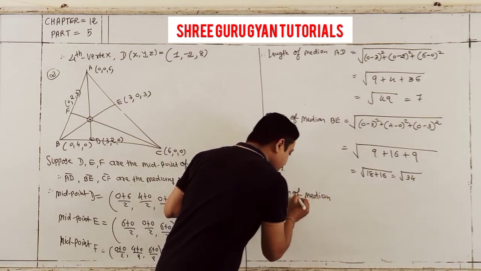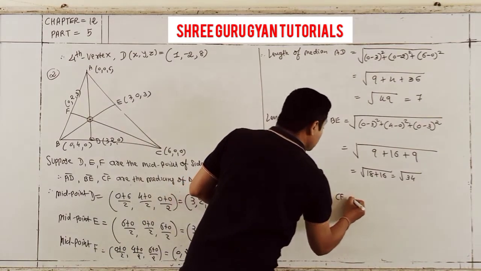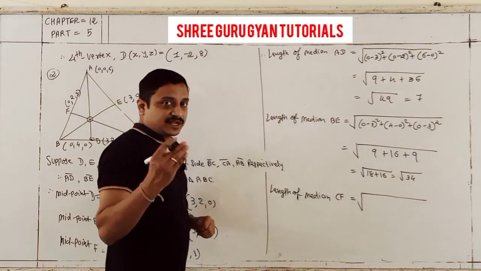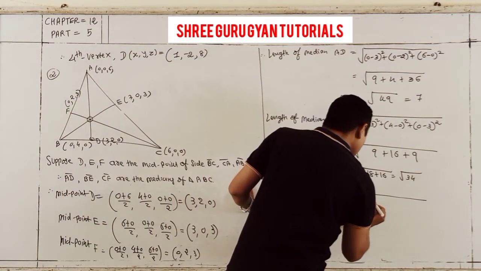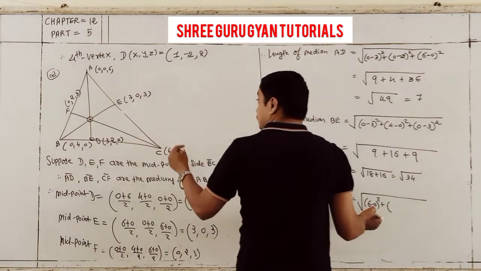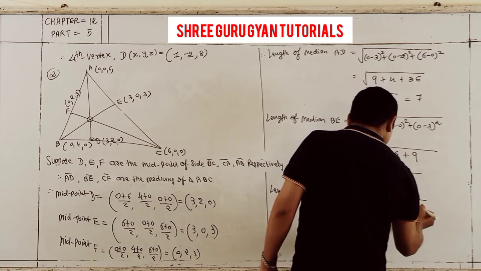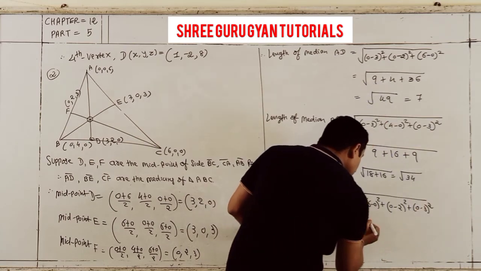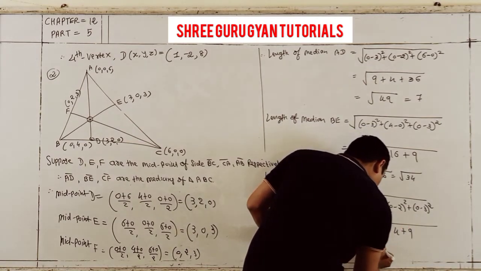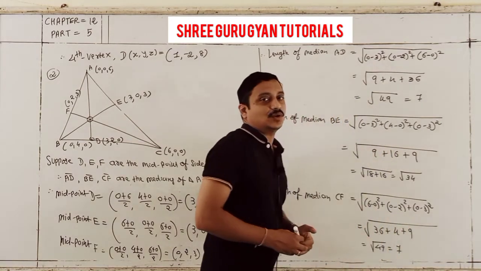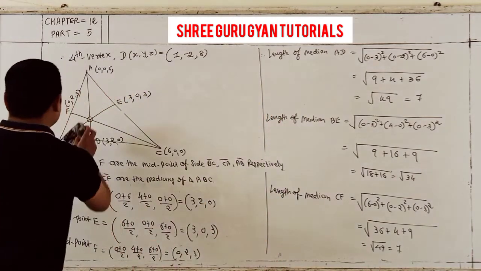And last, the length of the last median, CF. Students, it is a 3 marks question. Systematically, I calculate C to F now. So (6 - 0) squared plus (0 - 2) squared plus (0 - 3) squared. My answer is 36, 4 and 9. It becomes 49, so my answer is only 7. Now students, I just continue ahead to question number 3.